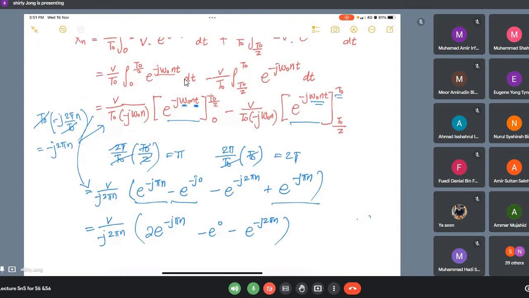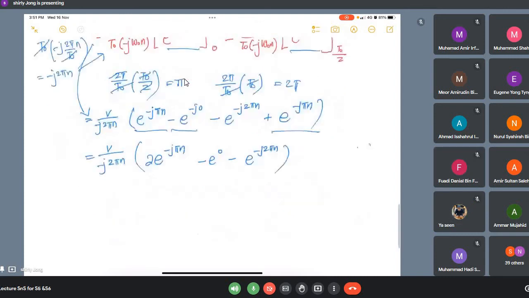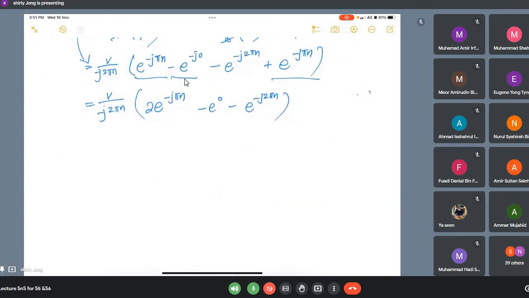Is there anything to understand? Can. Okay, doctor. Okay, so now you need to test, because here you have to test for the odd and even. When n is odd and when n is even, maybe you could have a different value. So first of all, you need to test for exponent minus j 2 pi n. Okay, you test for this one.